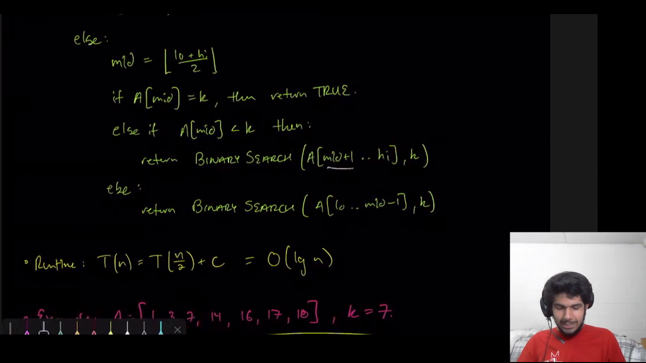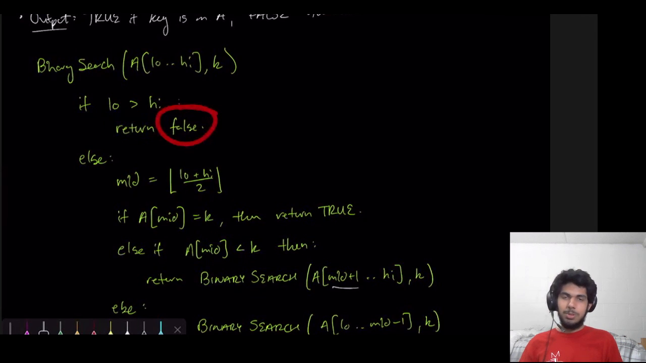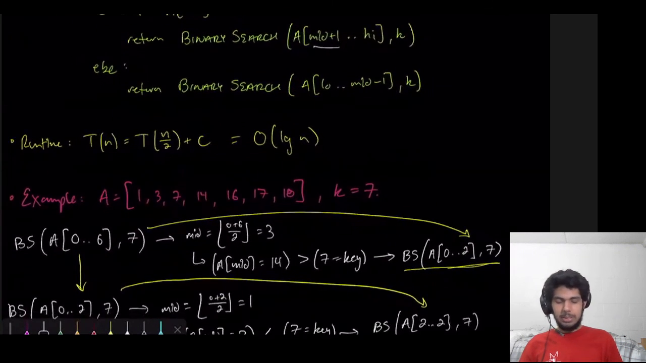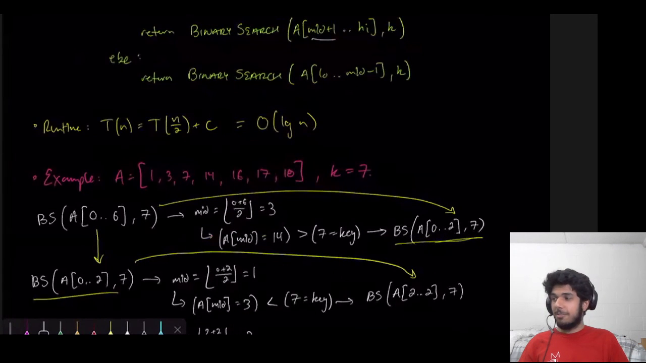But if k is equal to 8, then we would not hit this. We would actually hit this thing right here, right? Because A of mid is 7 and key is 8. So then we would return binary search on A from 3, because mid is 2, to 2, comma 8. And when we return here, we would see that low is greater than high, so we would return false. That would be a good exercise, to run through the same example when k is equal to 8. So that is binary search, a very, very wonderful algorithm.